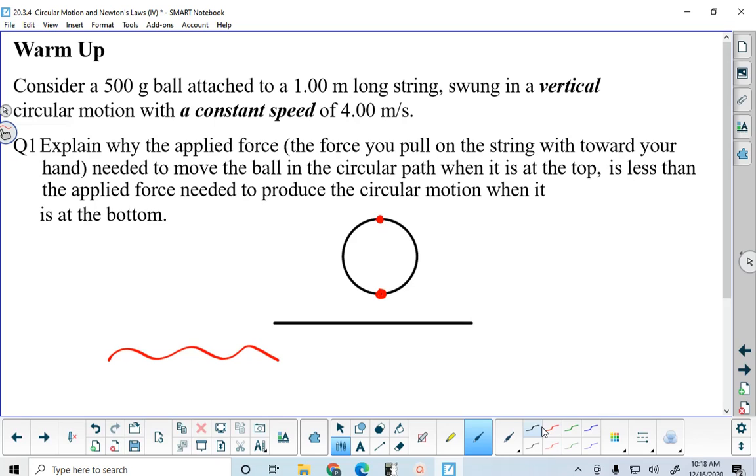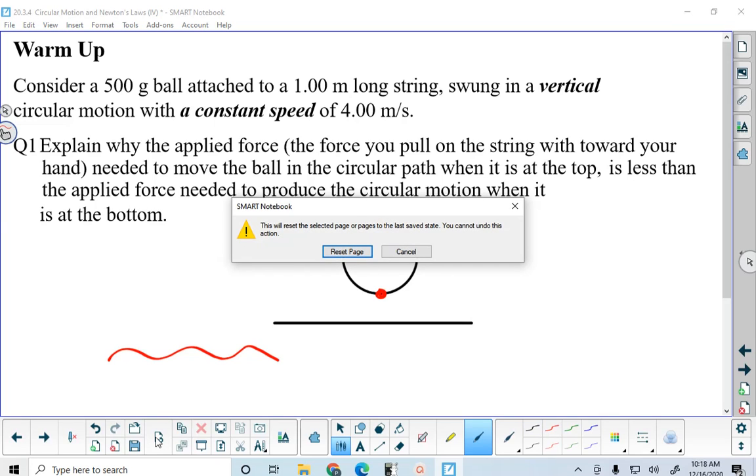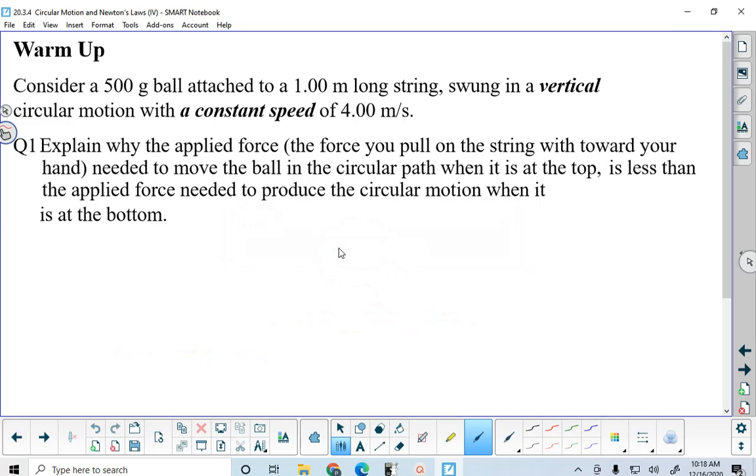So the first question is asking us to explain, well, first of all, when you do this, and it doesn't matter whether it's a vertical circle or not, you're going to have to pull on the string to get the object to move in that circle. If it is a vertical circle, the question is, why can the applied force at the top of the path be less, and why is it less than the applied force at the bottom of the path?